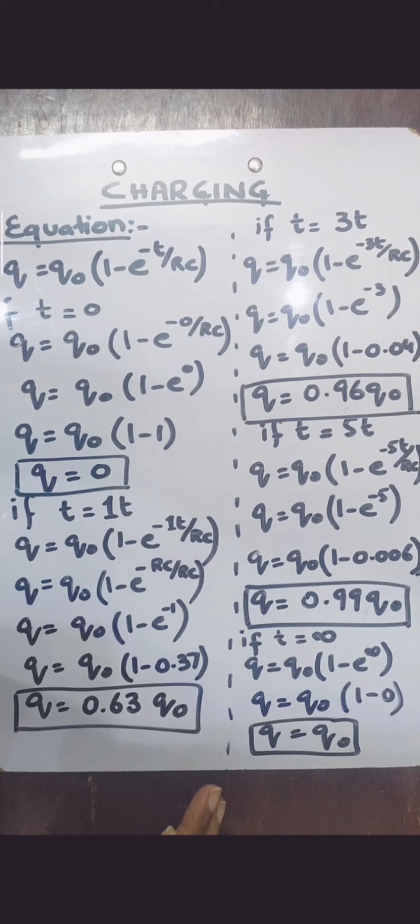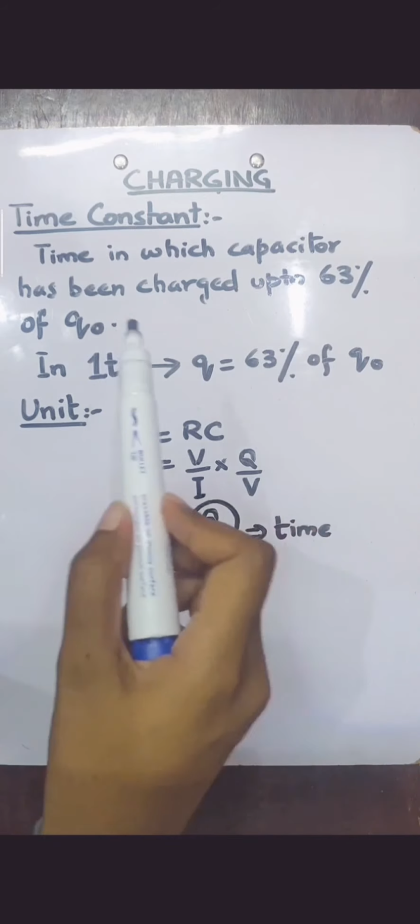As time increases, at T equals 5T, Q has the value 0.99 Q naught, and if T equals infinity then Q equals Q naught, which is not possible, because time cannot be infinity, so the capacitor cannot be charged up to 100%. But at 5T the charge is 99% of the maximum, and this is the point when the battery of our phone shows the capacitor as 100% charged. Actually it is not 100%, it is 99%.